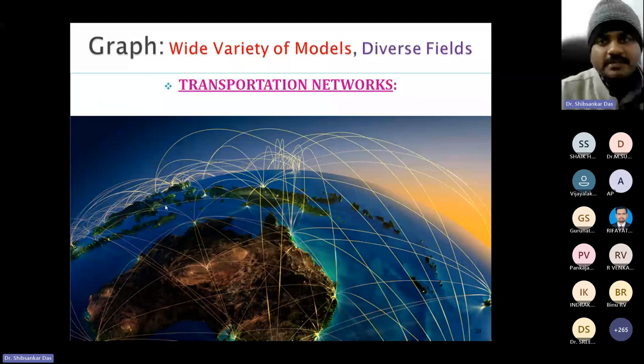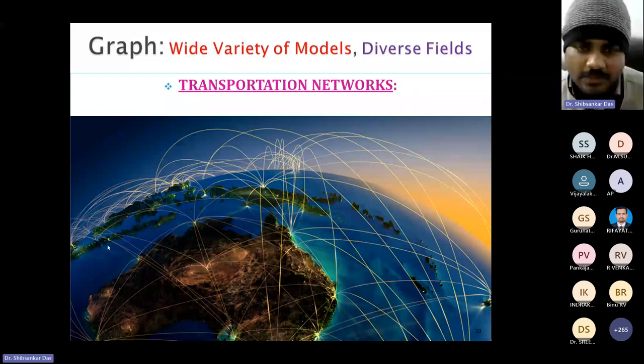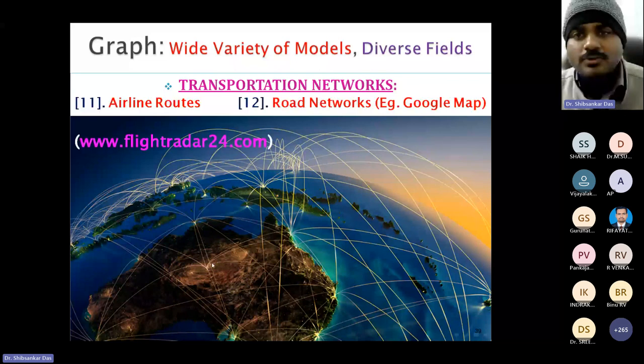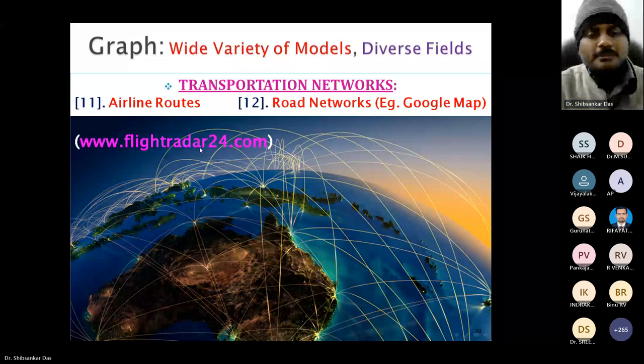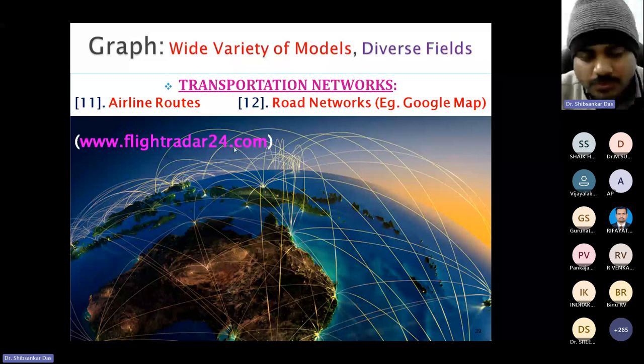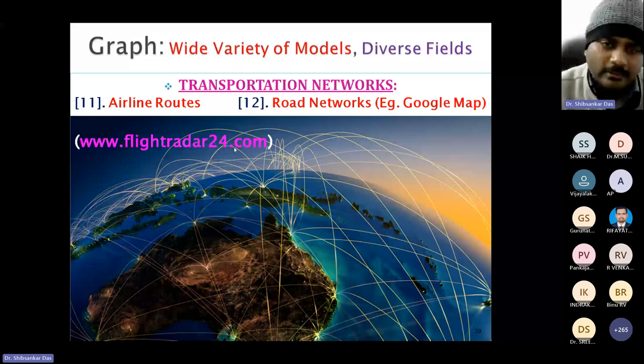Next one is in the area of transportation network. This is an example of airline routes. Those who don't know, please go through flightradar24.com. It tries to show real time movements of the flights all over the world, which looks like this one.